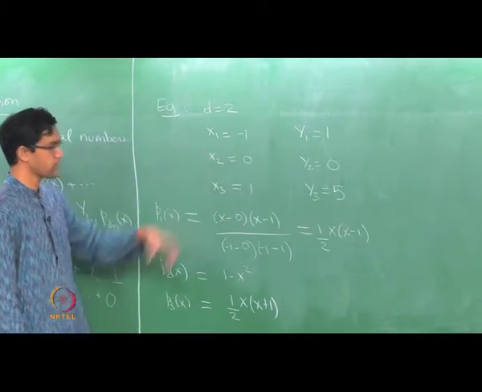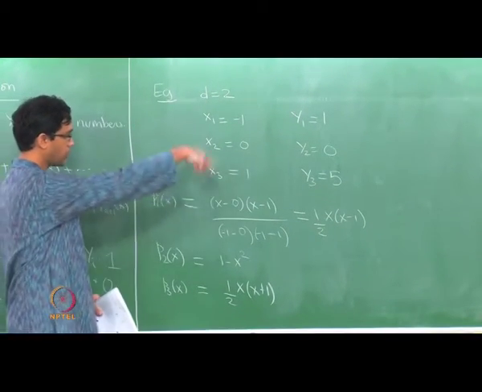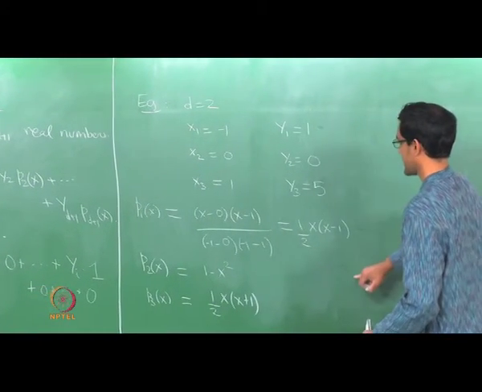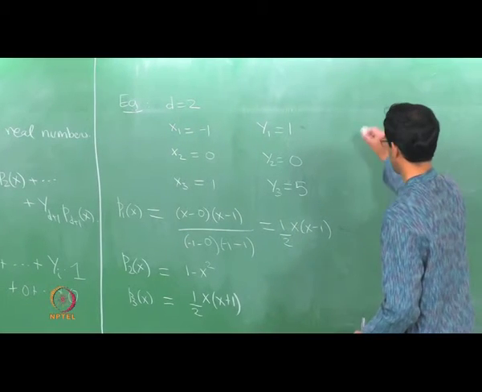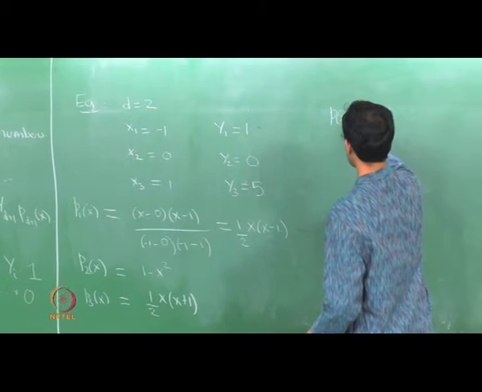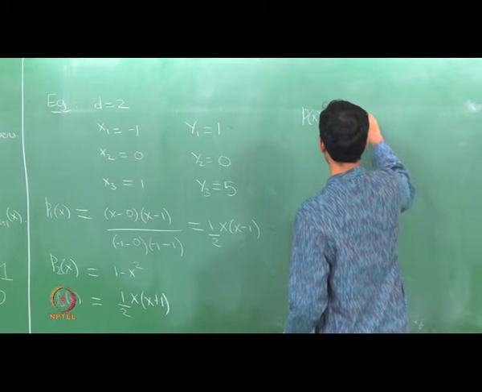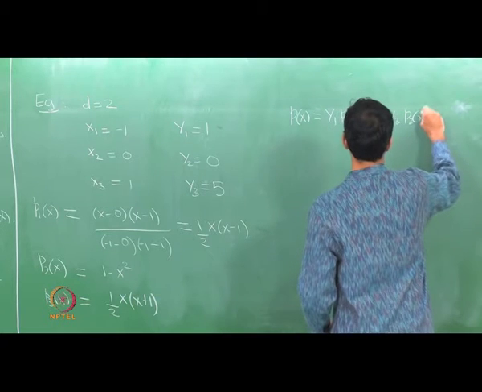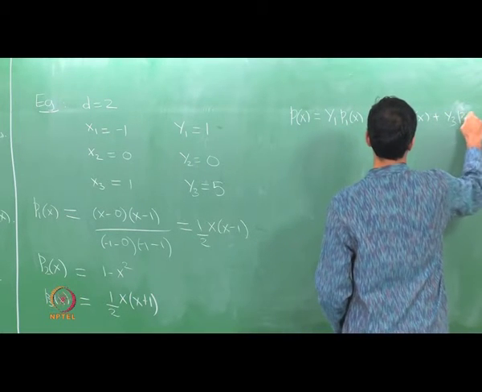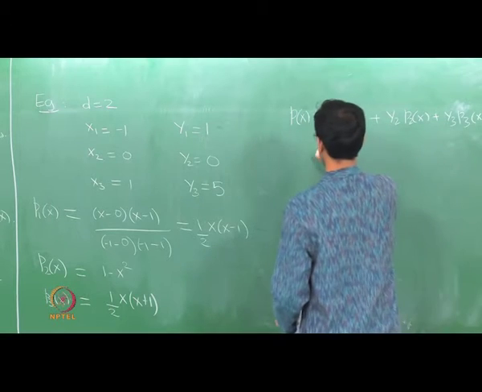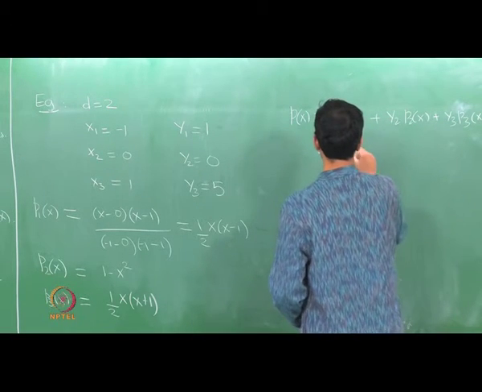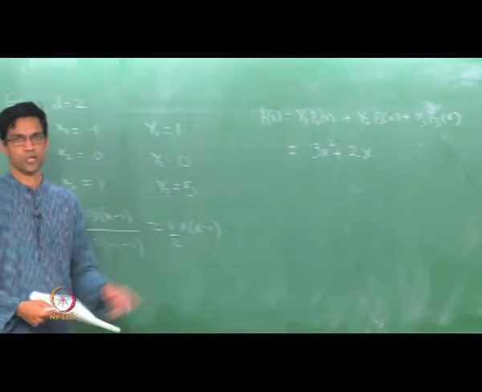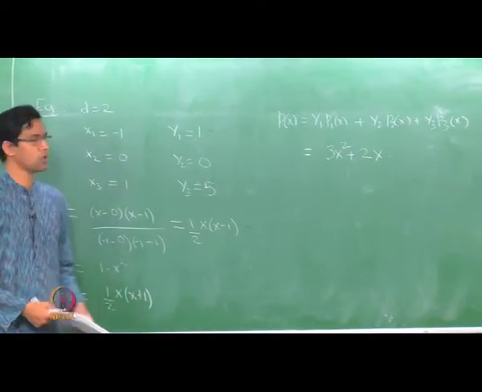The final step, the interpolating polynomial, which is the linear combination of these three, would just be obtained by multiplying the first answer by a 1, the second answer by a 0, and the third answer by a 5. So the interpolating polynomial p of x, remember, is nothing but y1 p1 plus y2 p2 plus y3 p3 of x. In this case, if you just work this out, it turns out to be 3x squared plus 2x. Okay, I am just leaving the details, something you should certainly work out by yourself.